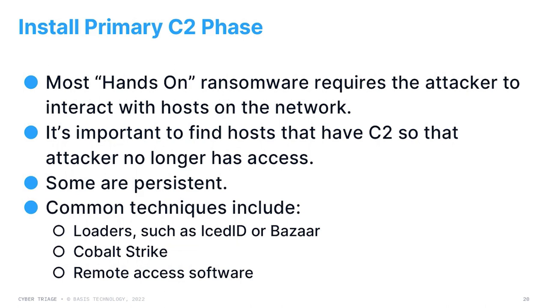Some are fully automated and require no human in the loop, but most of the hands-on ones require some level of interaction on that system. And so there's some C2, or command and control, that gets installed at some point on there. It's important to find these because if you don't get rid of those, the attacker still has access and control into the network and can cause various things to occur.